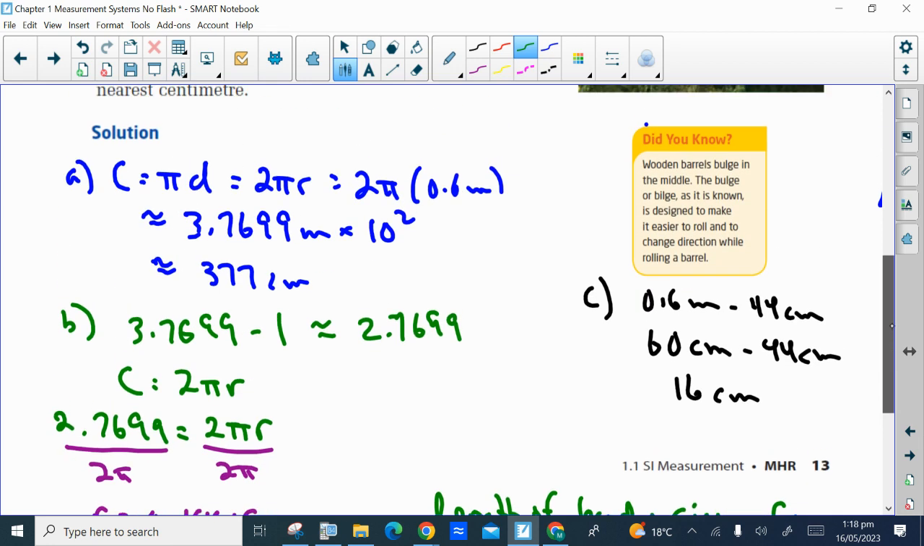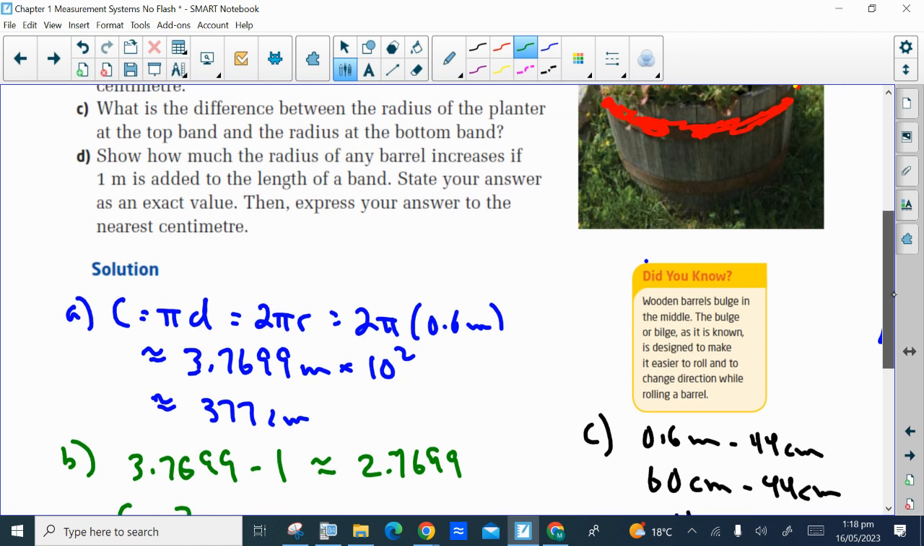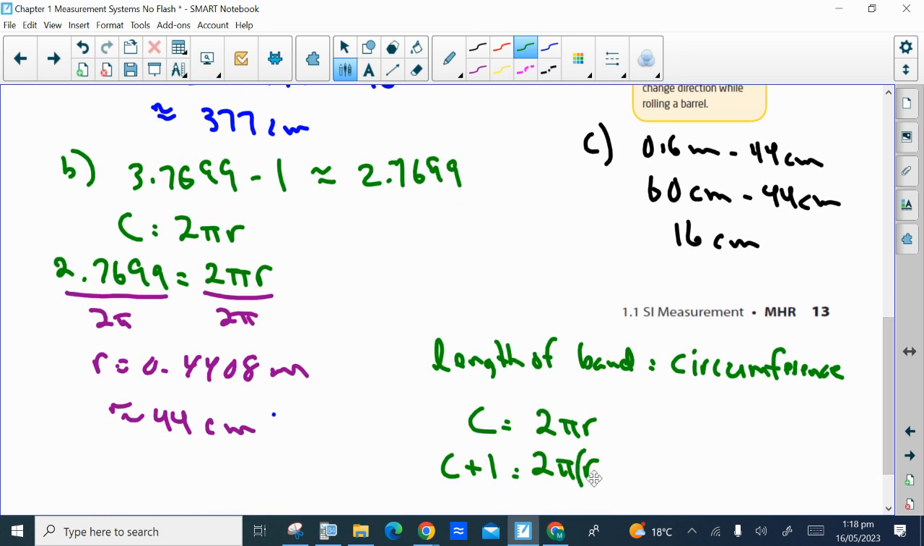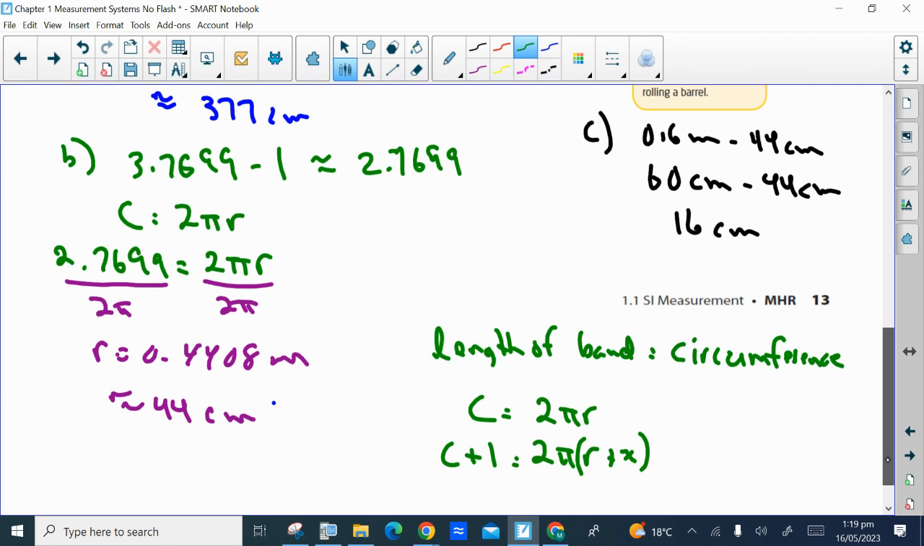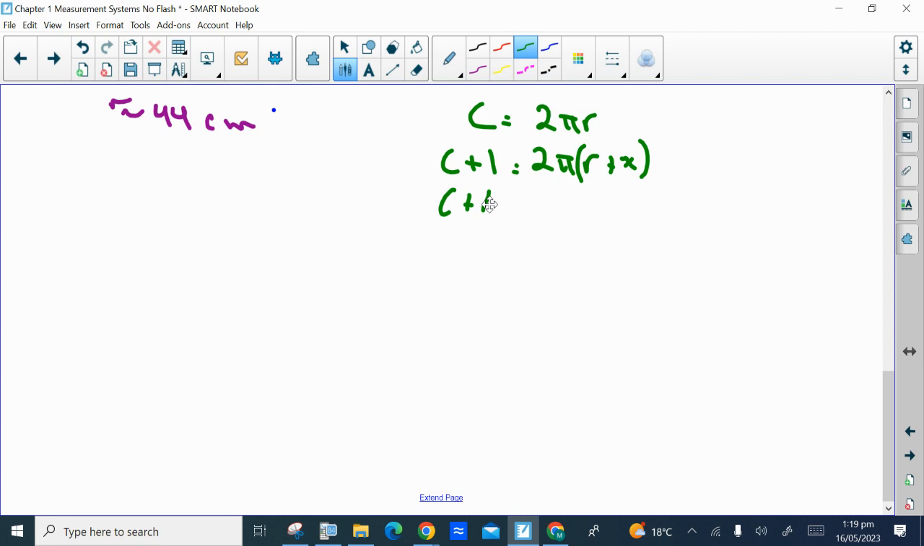So again, what this says is that if 1 meter is added to the length of the band, we want to show how much the radius increases by. So we will put r plus x there because we want to know what that increase is. So x will represent the increase. Okay? So next I will multiply out the brackets on the right. It'll be 2 pi r plus 2 pi x.